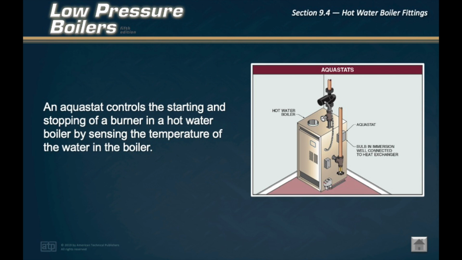An aquastat is a hot water boiler fitting that measures the water temperature in the boiler and controls the temperature by starting and stopping the burner. It controls the starting and stopping by sensing the temperature of the water in a hot water boiler only. The electrical circuit will be either energized or de-energized to turn the burner on or off, depending on temperature set points. A built-in temperature differential eliminates the possibility of the burner continuously starting and stopping, also known as hunting, at small temperature variations.